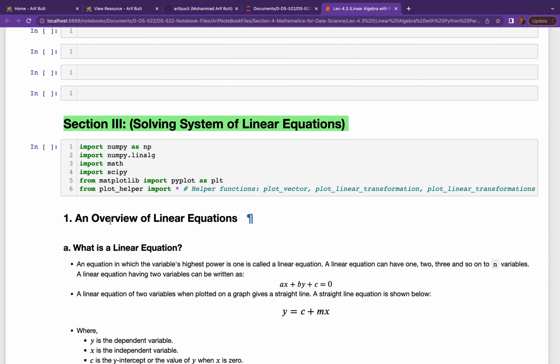Okay, my dear friends, that is all for section 2. So let's start with section 3. Section 3 of linear algebra.